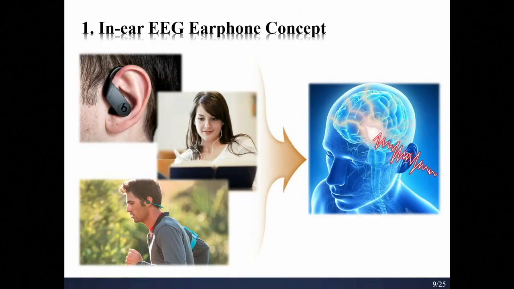By the way, the brain signal can be detected in our ears because the brain signal spreads out radially in the brain. So I combined these two different ideas together to develop a wearable device to measure the EEG signal in the ear.